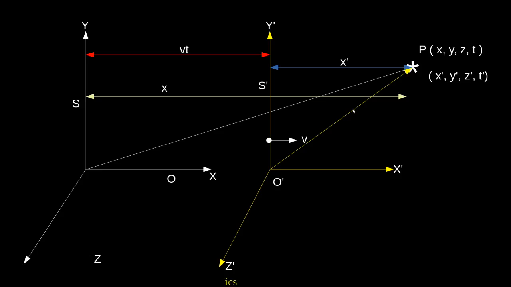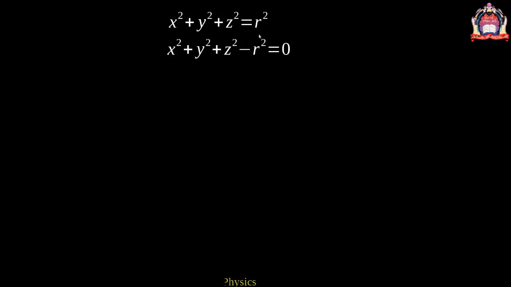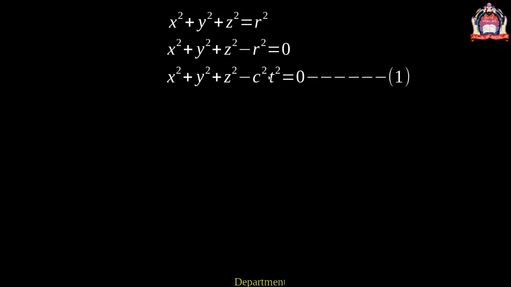So we can write these two equations and derive the Lorentz transformation set. For the first frame of reference, we can write x square plus y square plus z square is equal to r square. Just rearrange it. r square goes to this side, so x square plus y square plus z square minus r square is equal to 0. We know the value of r, that is ct. So we can write x square plus y square plus z square minus c square t square is equal to 0, referred to as equation 1.